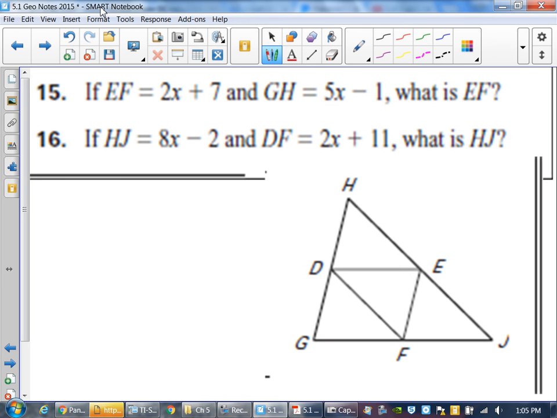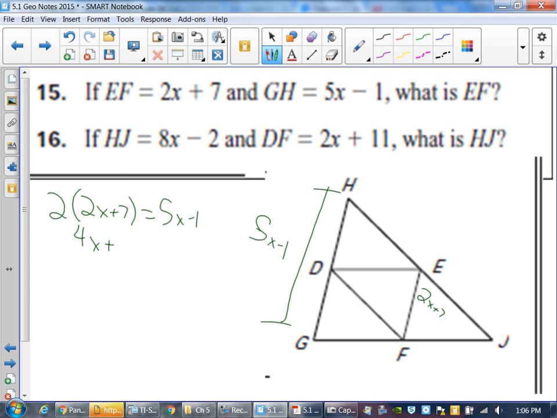So EF is your 2x plus 7. GH is the 5x minus 1. Algebraically, what do you do? They equal each other. Not quite. What do you have to do to one side, though? Multiply by 2. Which one? The 5x or the 2x one? The 2x. Good. So we double the 2x plus 7. So it's always the midpoint one that you times by 2? Yep, that's the whole idea. You double the small one, it equals the whole. Don't forget to distribute to both parts.